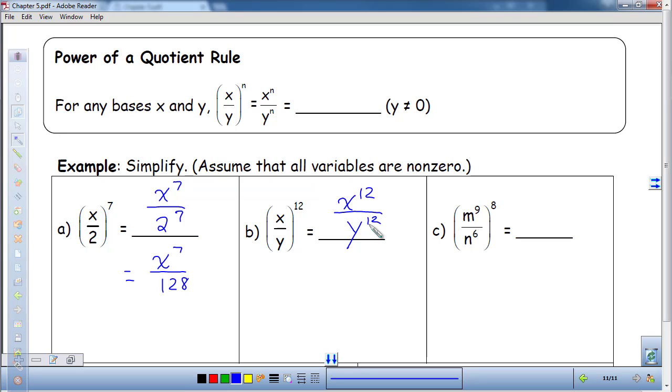All right. Then we've got m to the 9th over n to the 6th, all of that raised to the 8th. So if I wanted to show all my work, I would say m to the 9th raised to the 8th over n to the 6th raised to the 8th. We distributed the exponent to the numerator and denominator, and now I can use my power rule. We get what? Over n to the 48th. Very good. All right, m to the 72 over n to the 48. Okay, questions about that?